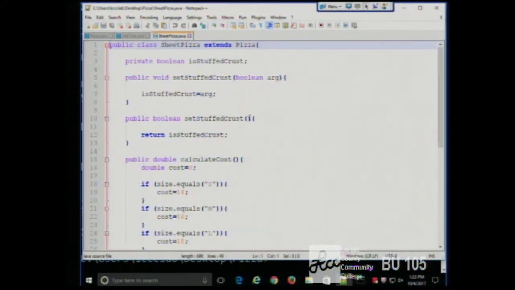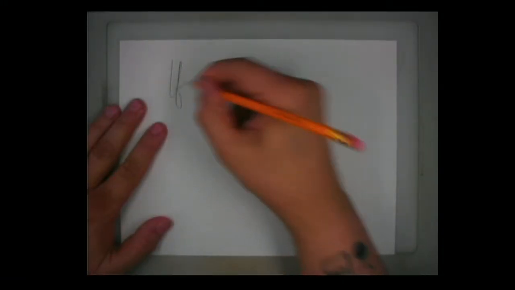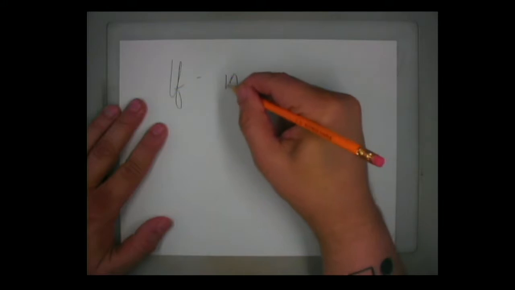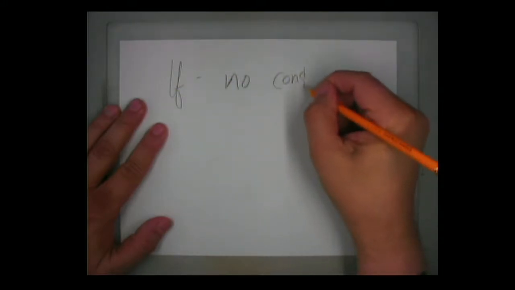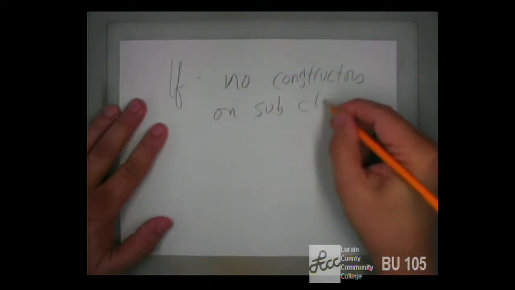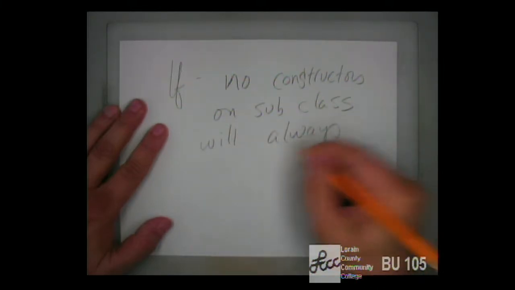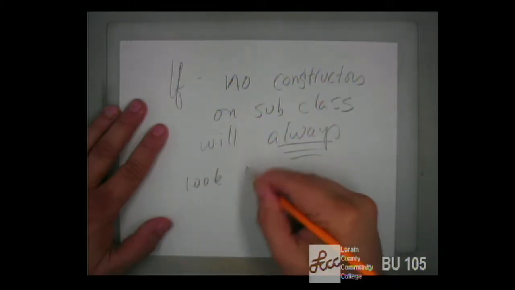So, let me write that down. If no constructors on subclass, will always look for no argument constructor on the superclass.